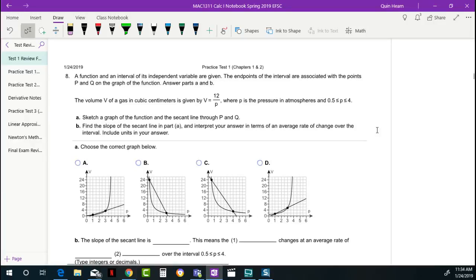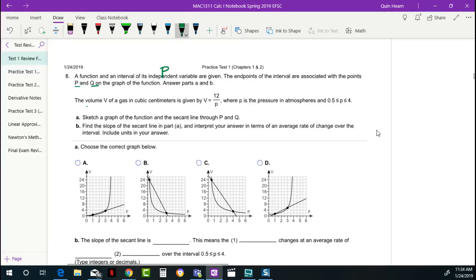So in item number 8, it says a function and an interval of its independent variable. Normally x is the independent variable and y is the dependent variable, but in this case it's going to be the independent variable p and the dependent variable will be v. The endpoints of the interval are associated with the points p and q on the graph of the function. Answer parts A and B.